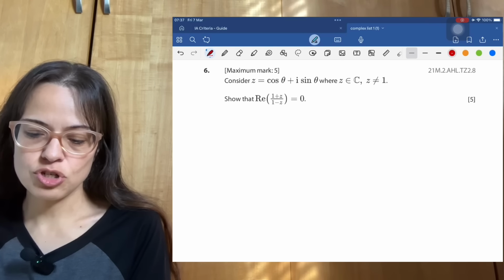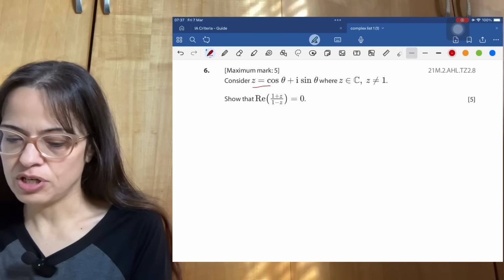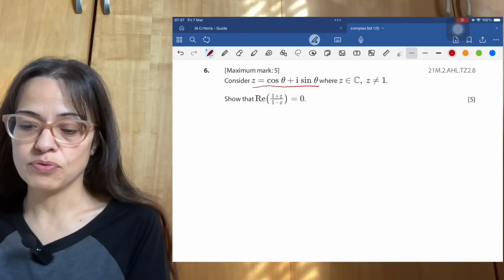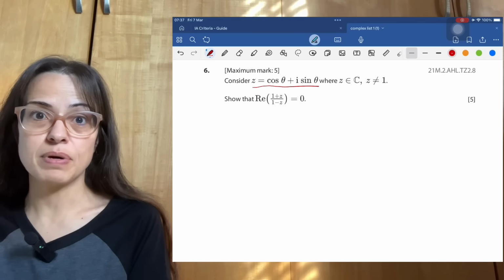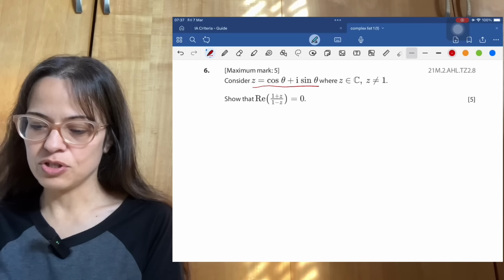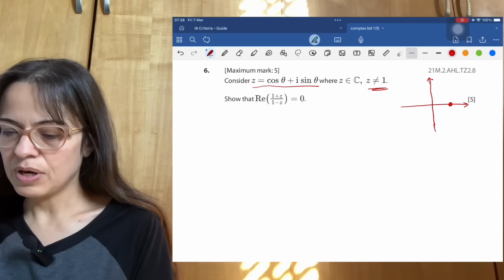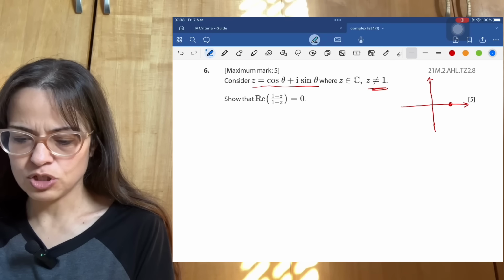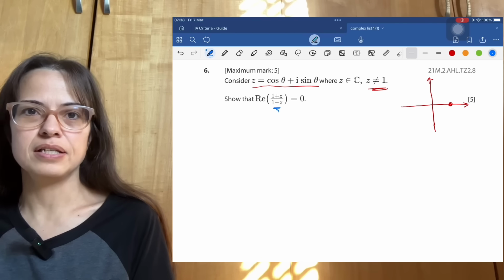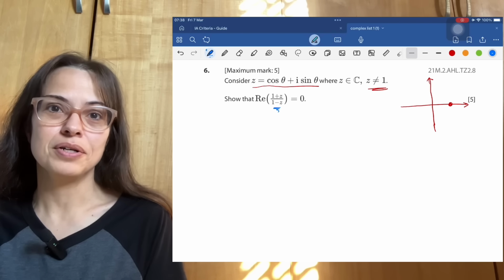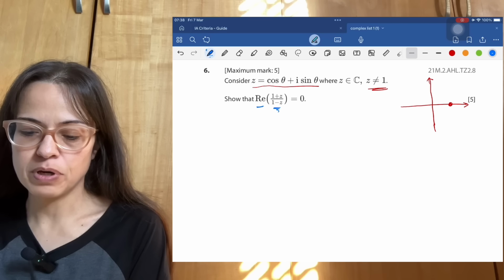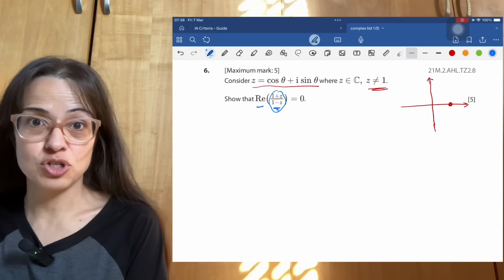Okay, the next question is giving us a generic complex number in polar form. We don't know anything about it other than the fact that it is not the number 1. So not that number. And the reason why he said that was because he's going to want to put 1 minus z in a denominator, so z couldn't be 1. But the question is about the real part of some number that is not z.